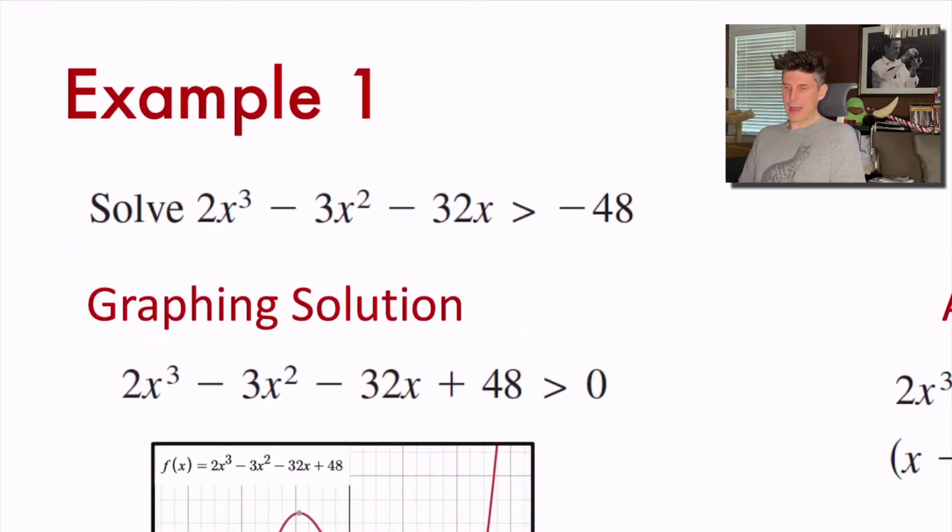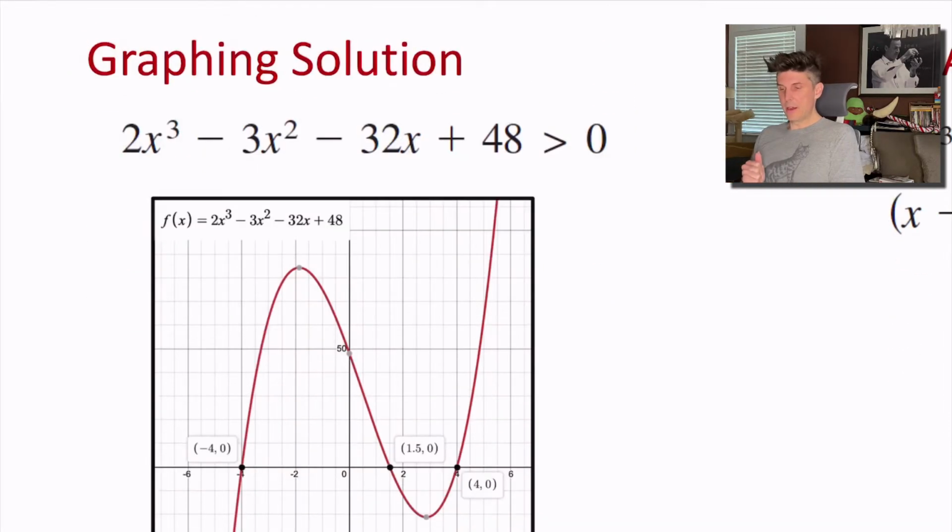We are being asked to solve this inequality. We have 2x cubed minus 3x squared minus 32x is greater than negative 48. I want to know when the left side is greater than negative 48. Okay, so unlike with linear inequalities where you solve by moving constants to one side and variable expressions to the other, we actually bring everything to the left side of the equation.